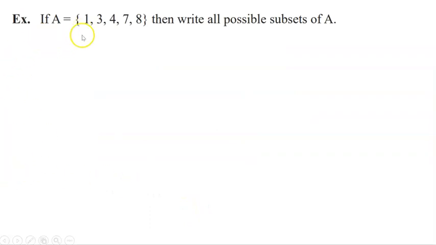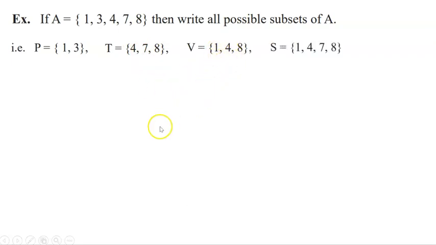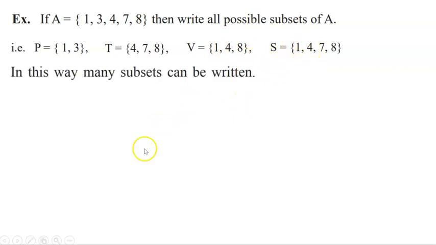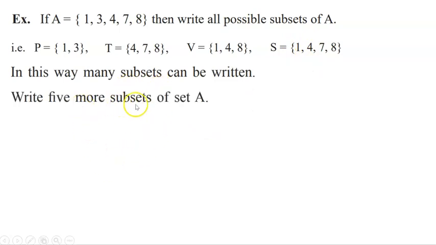Now the next example. If A is equal to, in curly brackets, 1, 3, 4, 7, 8, then write all possible subsets of A. P is equal to, in curly brackets, 1, 3. T is equal to, in curly brackets, 4, 7, 8. V is equal to, in curly brackets, 1, 4, 8. Okay. S is equal to, in curly brackets, 1, 4, 7, 8. In this way, many subsets can be written. Okay, write 5 more subsets of A.